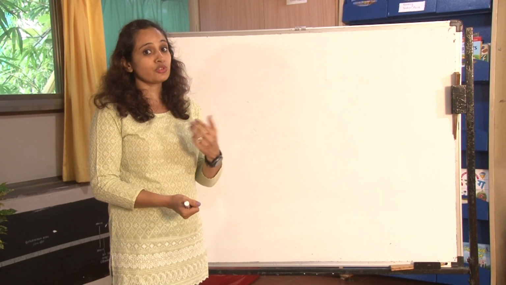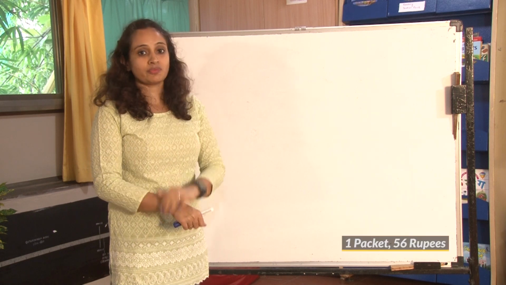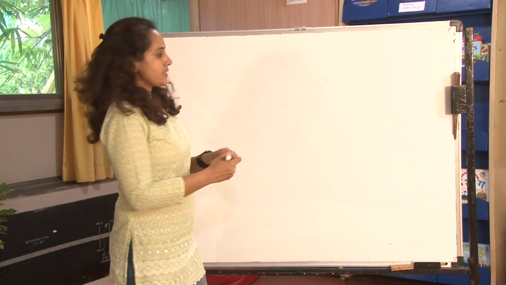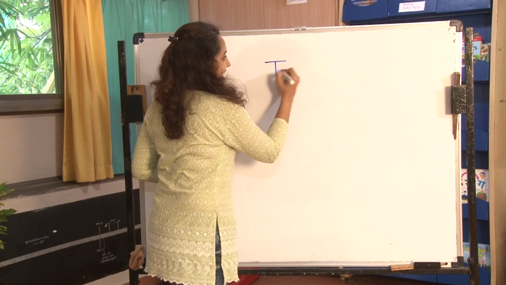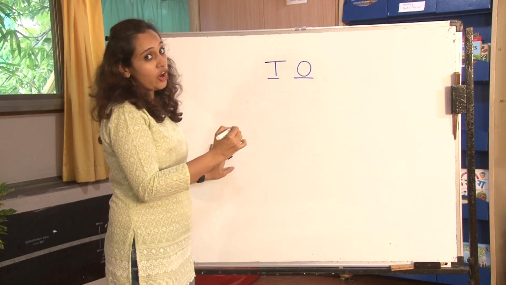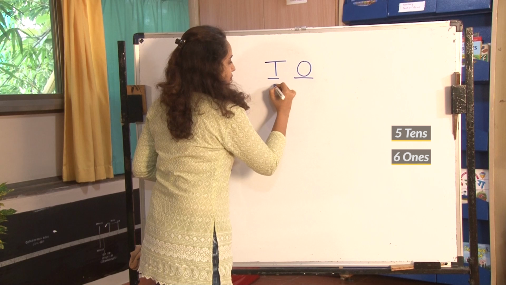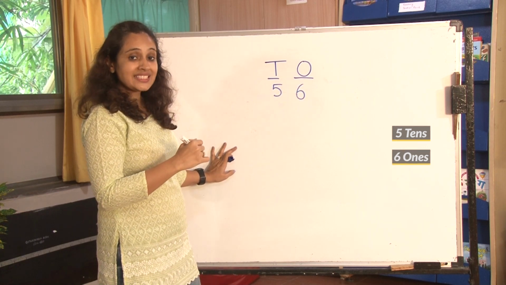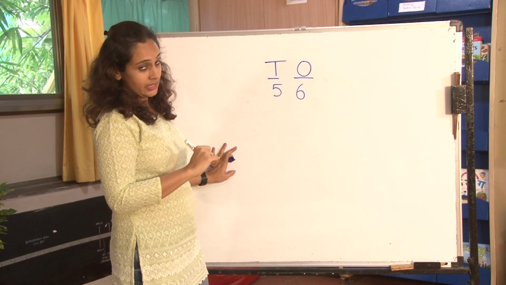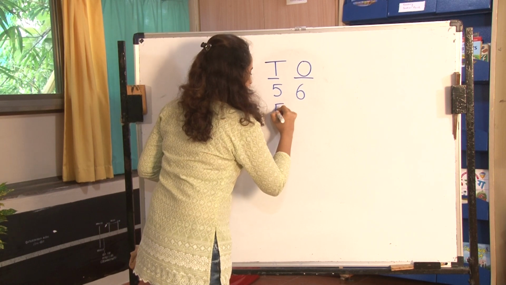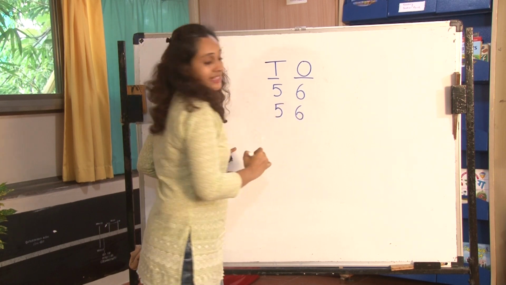Yes, so as I shared in the story, I went shopping and I got one packet of biscuit. The cost of that packet is 56 rupees. Let me represent it here. So I have my tens and I have my ones. In 56 rupees, how many tens do I have? 5 tens and 6 ones, right? But then I realized I need one more packet of biscuit and the cost of that packet is also 56 rupees. So I'll write 5 tens and 6 ones.